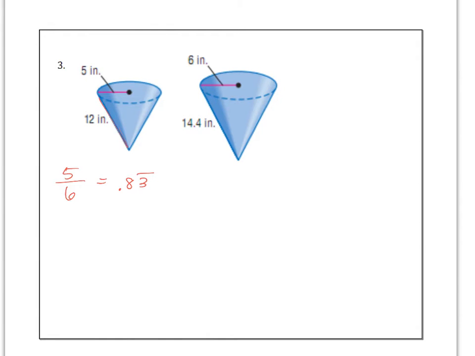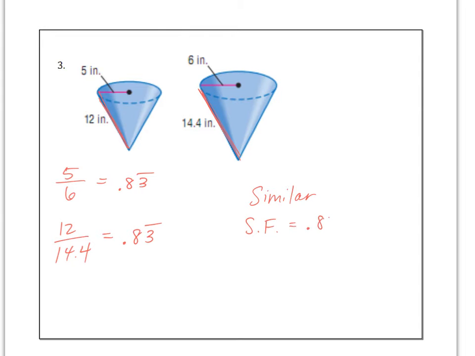Now let's take the slant heights, the 12 and the 14.4, excuse me. 12 divided by 14.4. If I divide those in my calculator, I get 0.83 and the 3 is repeating. Are these similar? Yes. They're not congruent, but they are similar to each other because their corresponding lengths had the same ratio. And the scale factor, there's two ways you could write it.